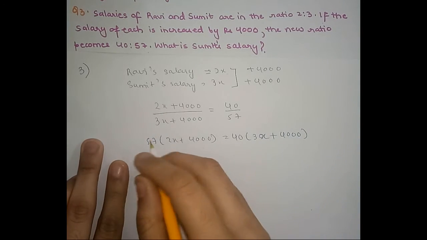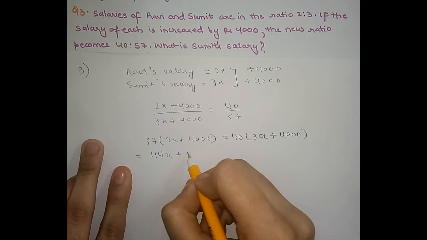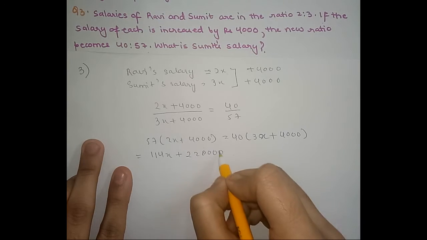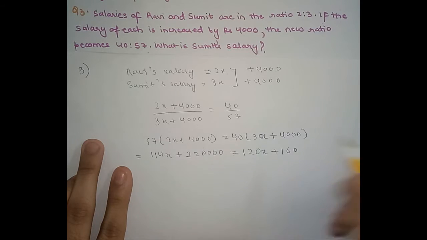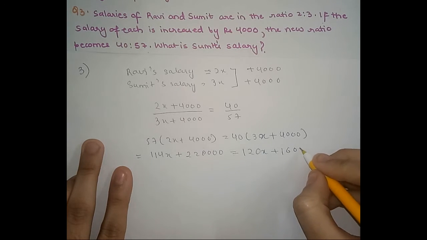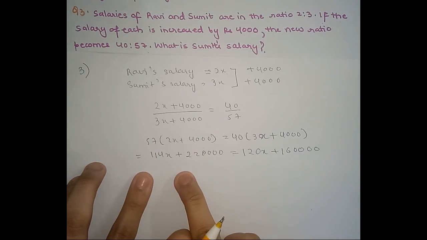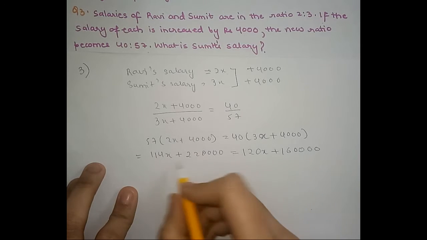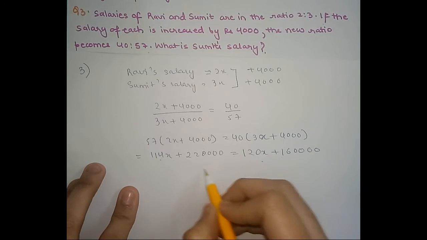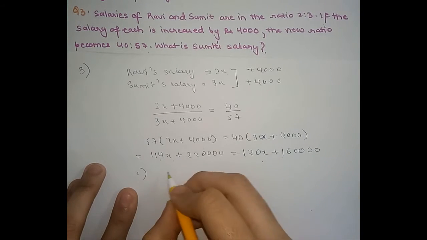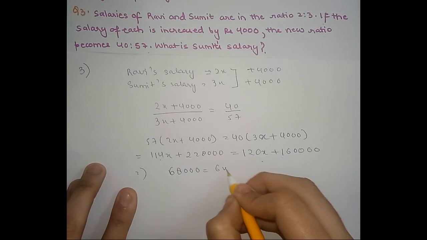If you try to solve this, what will you get? You will get 114x plus 228,000, which is equal to 120x plus 160,000, right? Okay, so if you try to solve this, since 114x will go to the right side and the constant will come to the left side, you will get 68,000 is equal to 6x.